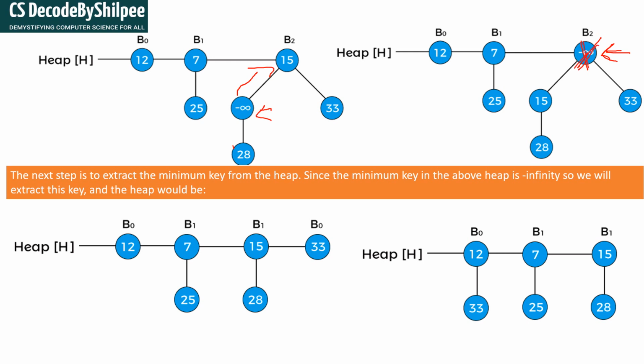I have already explained this one, extracting the min, in the previous video. If you watch that video, you can easily understand how to delete the minimum and how you perform that. So here minus infinity reached there, then I am going to delete this minus infinity. If I delete this minus infinity, what happened is that this connectivity is also deleted.